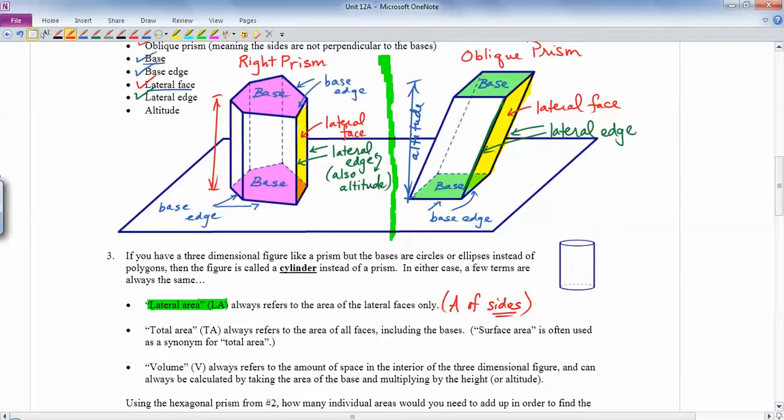So like in this one, lateral area would require just the sides. It'd be one face here, one face here, one face there, one in the back, one more in the back, one more in the back. That'd be 6 total. Whereas total area, you'd have to add up the 6 faces, 1, 2, 3, 4, 5 in the back, 6 on the side there, and then 7 for the top and 8 for the bottom, right? So that's total area.